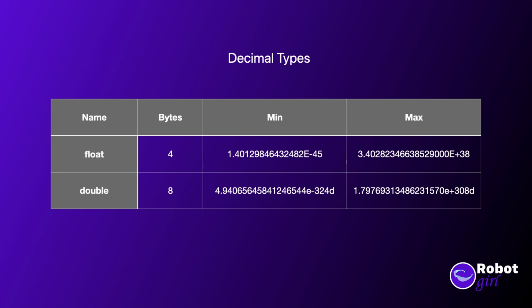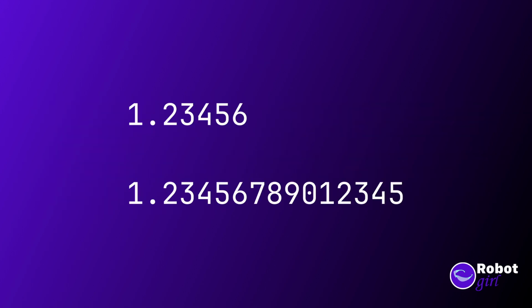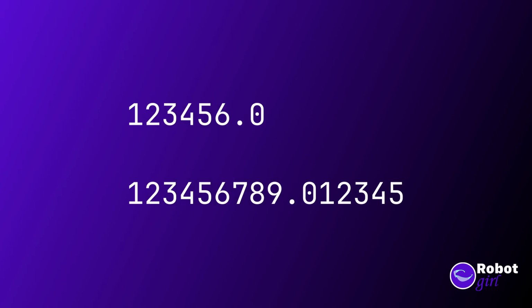For decimal numbers, your options are float and double. Float means that it contains a decimal point that floats to accommodate the digits instead of being fixed at a particular point. Double is a float that can contain twice as many digits as a float.